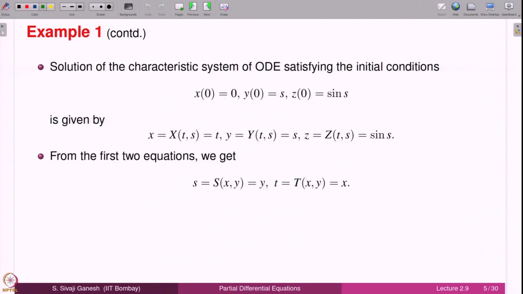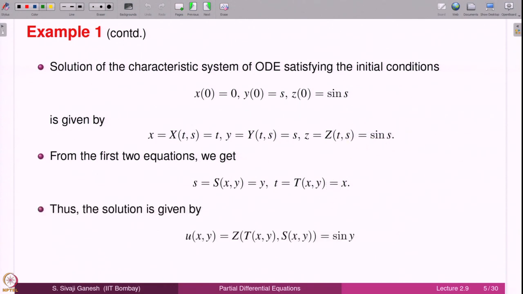Okay. Now, we need to solve for t and s in terms of x and y from the first two equations, which is obvious in this example. t is capital T(x, y) equal to x, s equal to capital S(x, y) equal to y. So, we have got this. Now, we need to substitute in this and we get the solution. So, u(x, y) equal to sin y, which is defined for all (x, y) in R2.